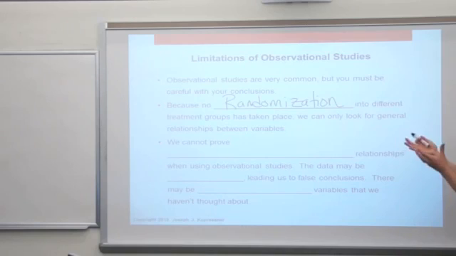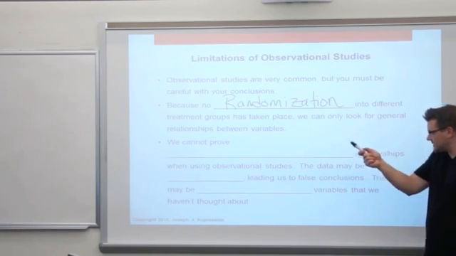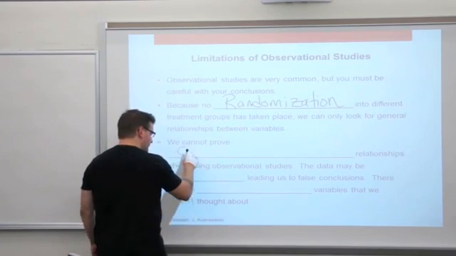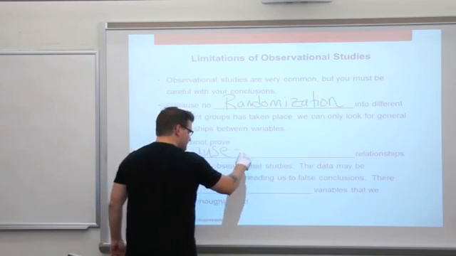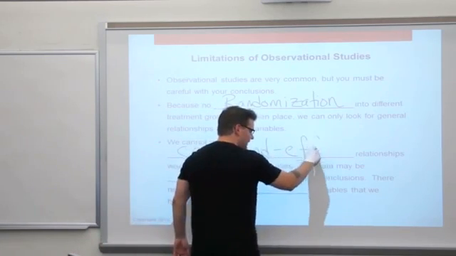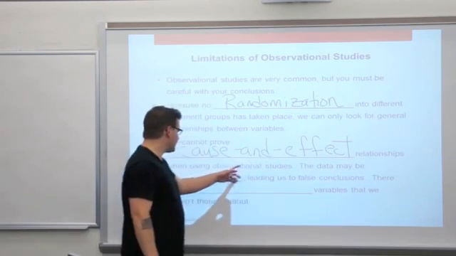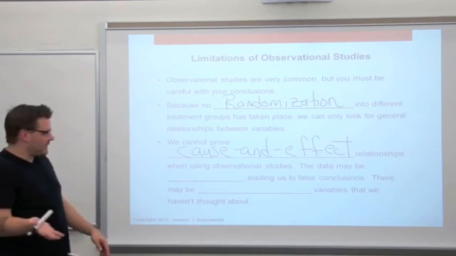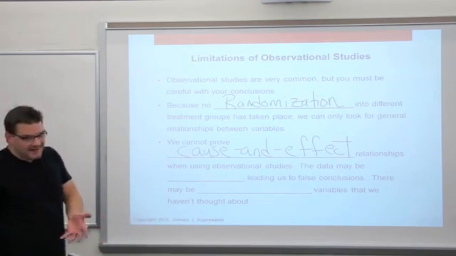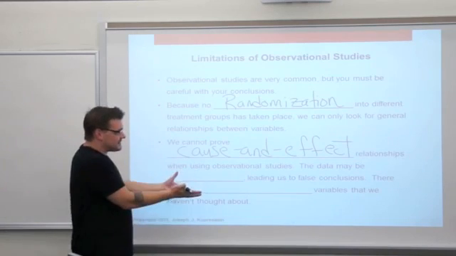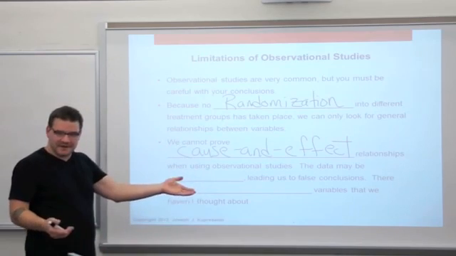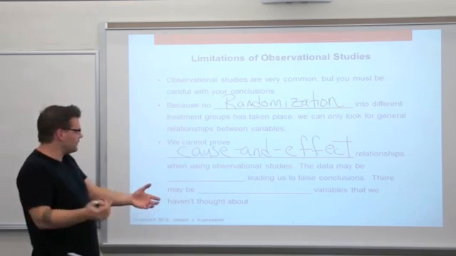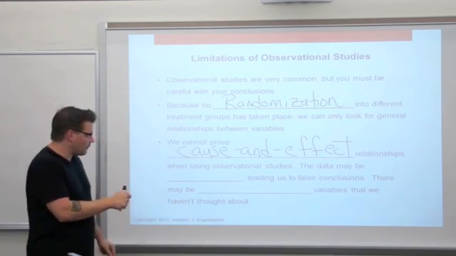Okay? We cannot prove, here's a very important bullet point, we cannot prove cause and effect relationships using observational studies. Between you and me, do steroids cause players to hit more home runs? I would say yes. Can I prove that, just finding some data on the internet from the 50s and 60s and comparing it to the 90s and early 2000s? I won't be able to conclude that steroids cause you to hit more home runs.